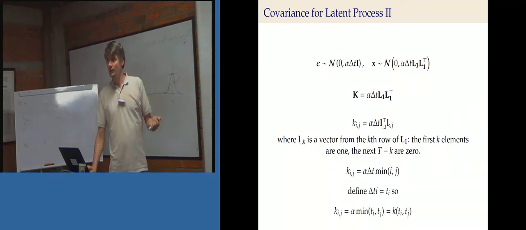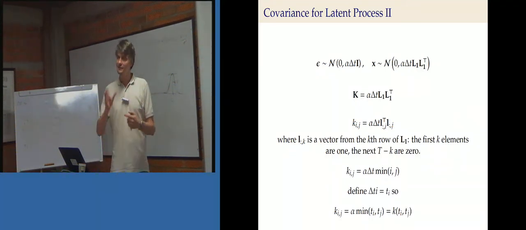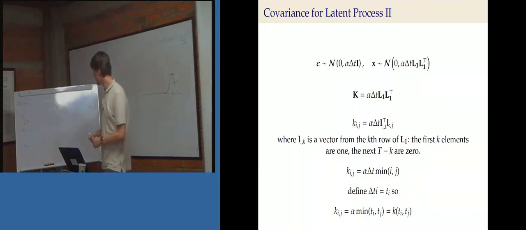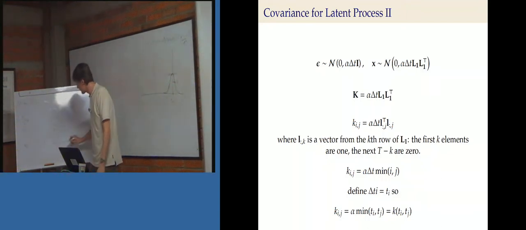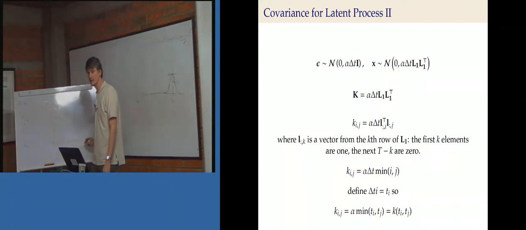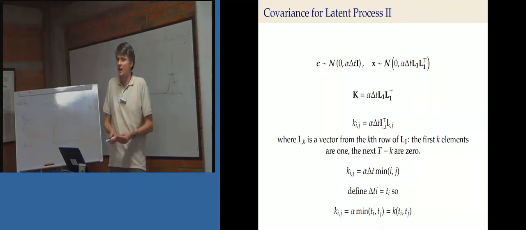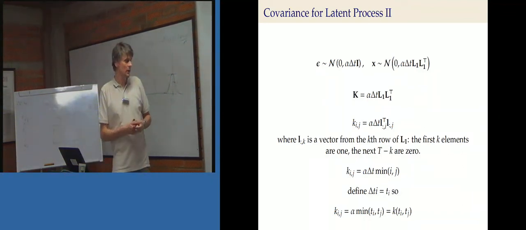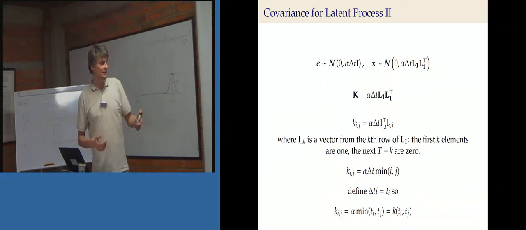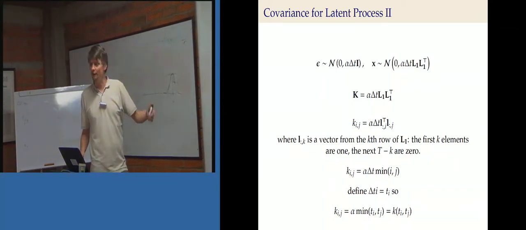But delta t times i, so we're saying that we've got these time intervals delta t and measurements 1, 2, 3, 4, 5. Delta t times i, or delta t times j, is just the time at i, or the time at j. So delta t i is t i. So in other words, the covariance is the minimum of t i and t j.